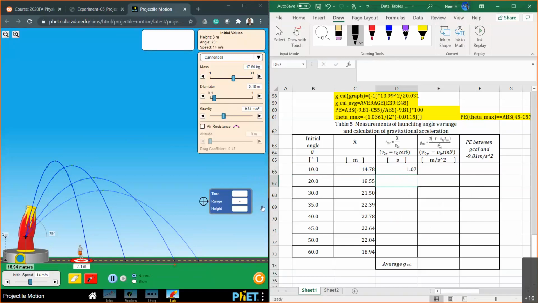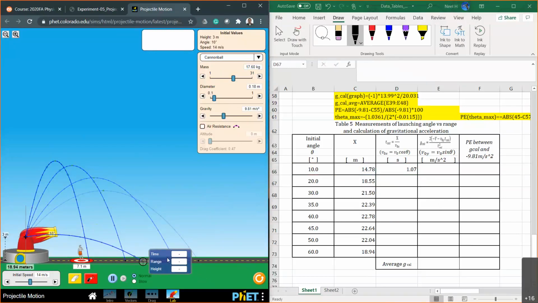You can check that time. This is 10. I don't actually have a 10 degree angle here. I can check that quickly. If I fire the projectile from 10 degree angle, we can check that quickly. Yeah, 1.07. Our calculation is perfect.